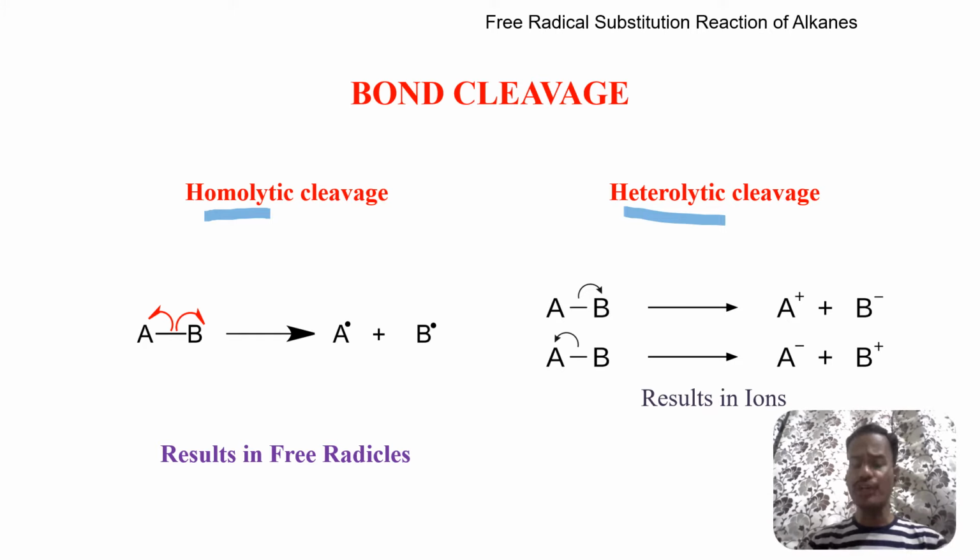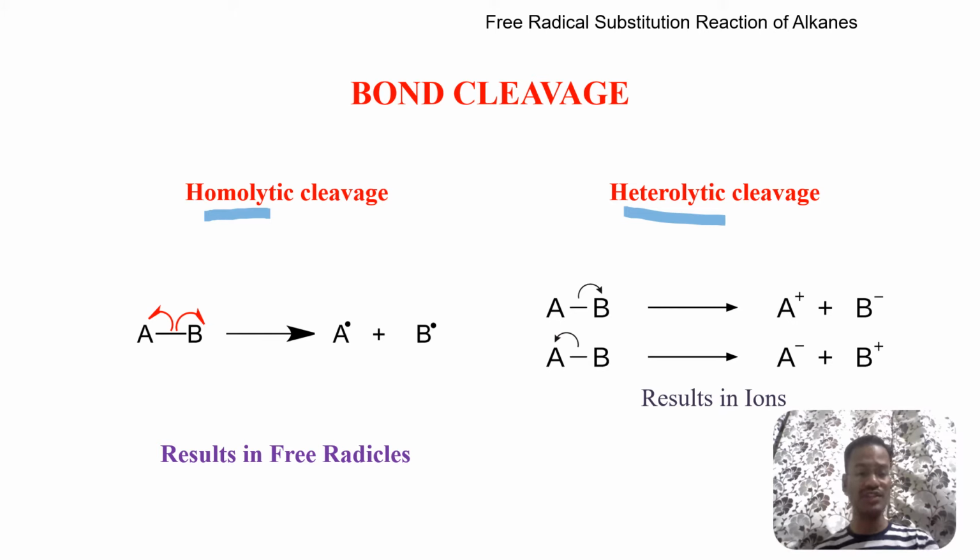Before going into further explanation, let us understand what a bond is. For our present situation, a bond is nothing but a pair of electrons, that is, two electrons. Every bond will have two electrons, whether it may be an ionic bond or a covalent bond, whether a sigma bond or a pi bond. If these two electrons are divided equally, then it's called homolytic bond cleavage.